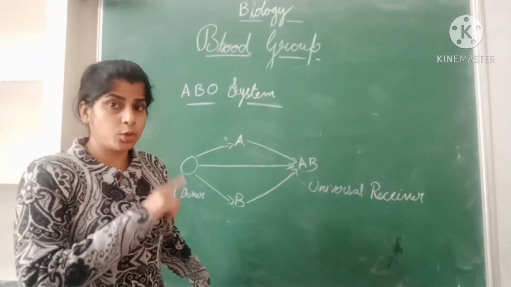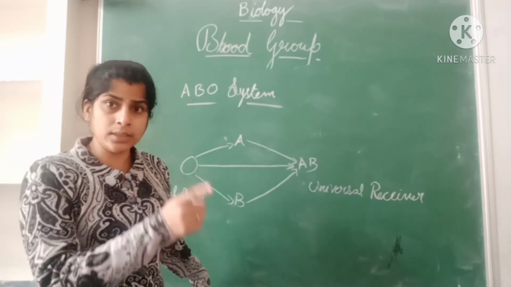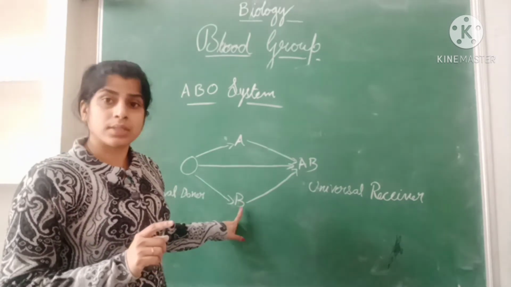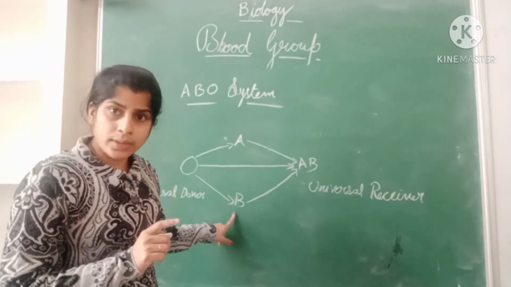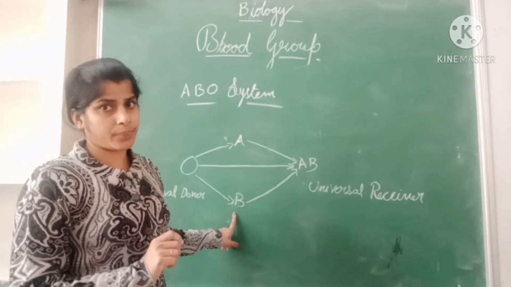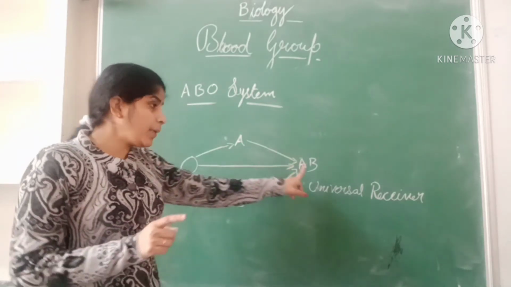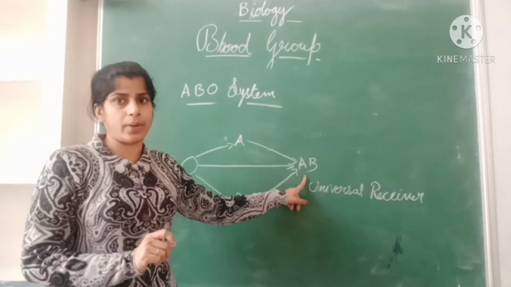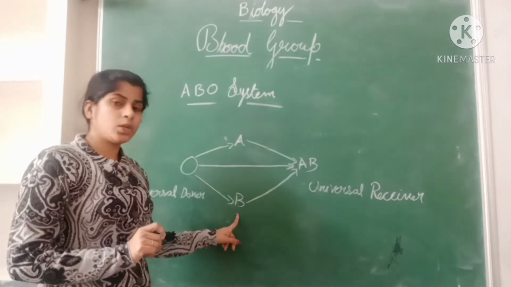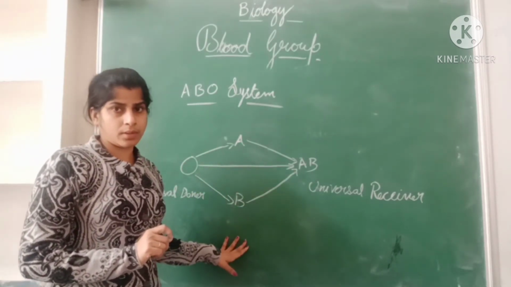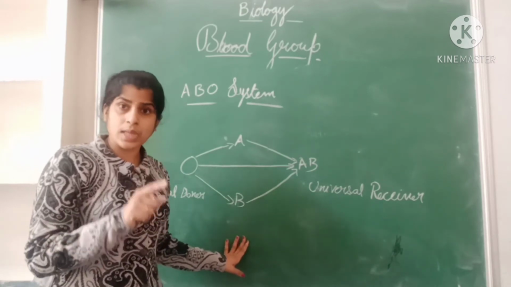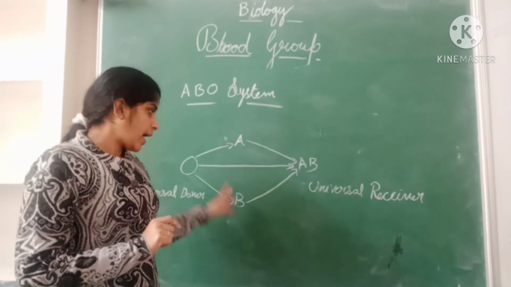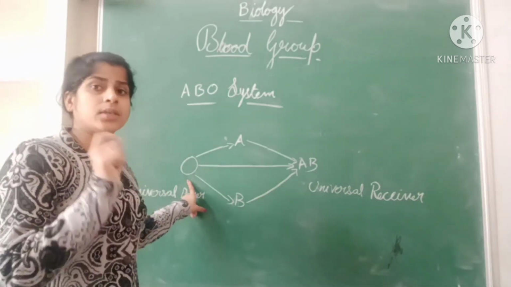But A group can receive only what? A group and O group. And B group can receive only B group and O group. AB group can receive all blood, all groups: A group, B group, and O group also. That also depends upon Rh positive or negative. Clear? And O group can receive only O group blood.